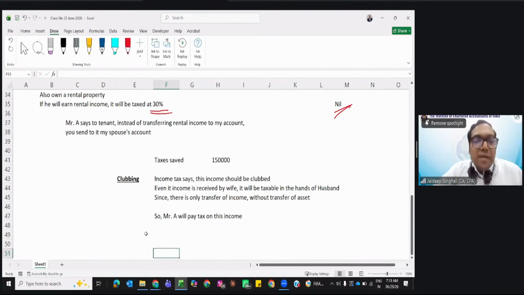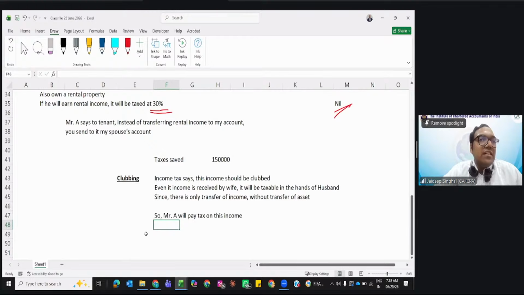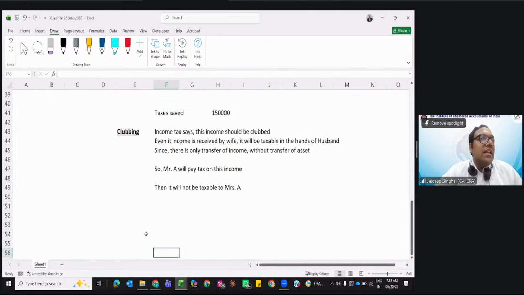If Mr. A is paying taxes on this income, will it be taxable to Mrs. A as well? No, because income will be taxed once only, not twice. Then it will not be taxable to Mrs. A. Right? I hope the concept is clear, everyone. This is the concept of clubbing of income. Anyone, any doubts in the concept?